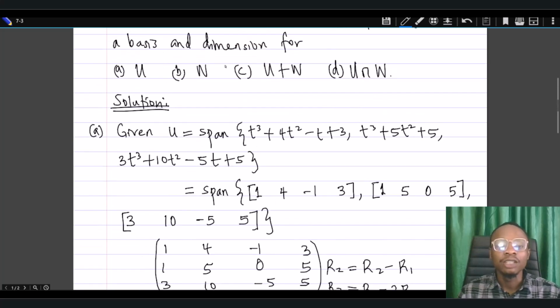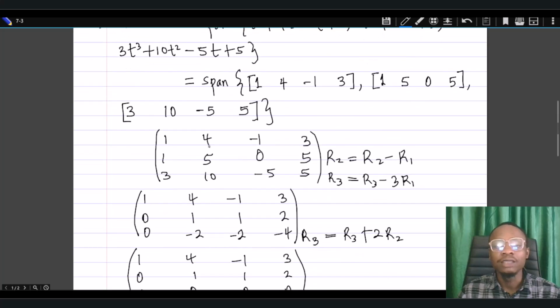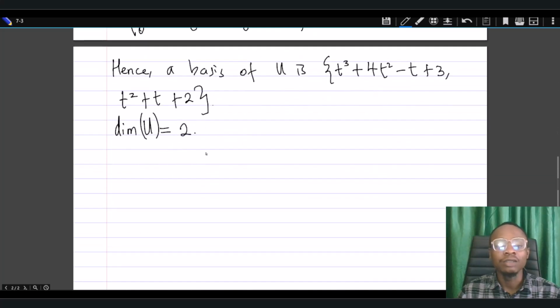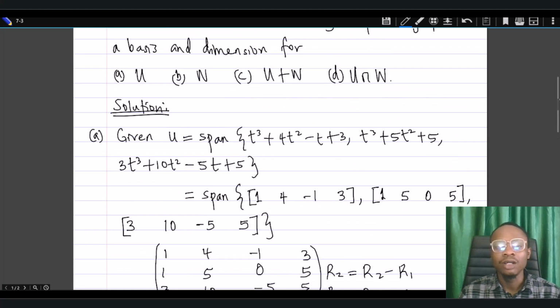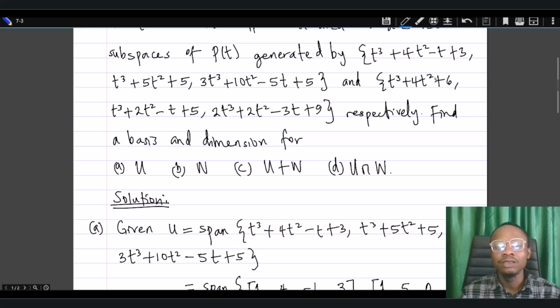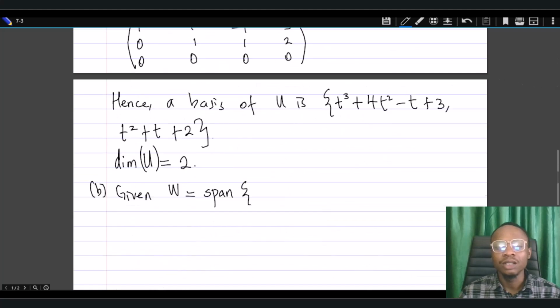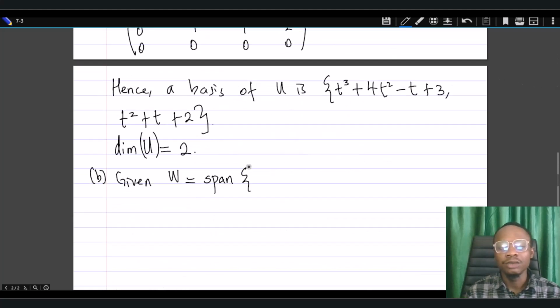So the next one is for W. We need to get a basis and also the dimension of W. So let's go ahead and deal with that now. We're given that W is spanned by a given set of vectors. That means W is equal to the span of, so what are the vectors? Let us write them out. We have t cubed plus 4t squared plus 6.